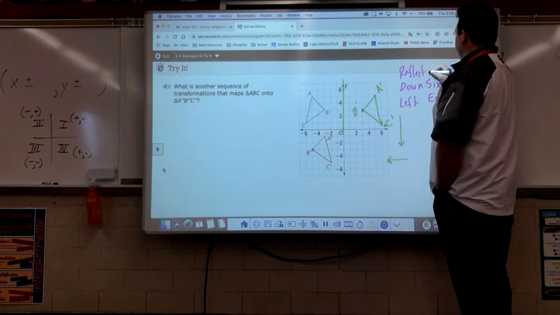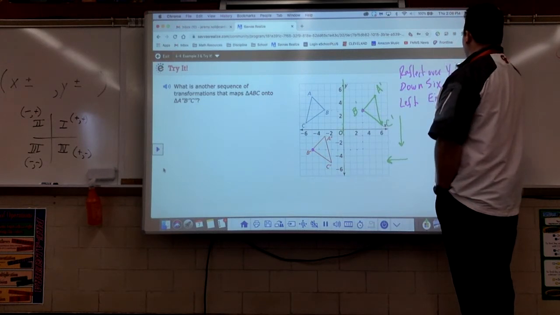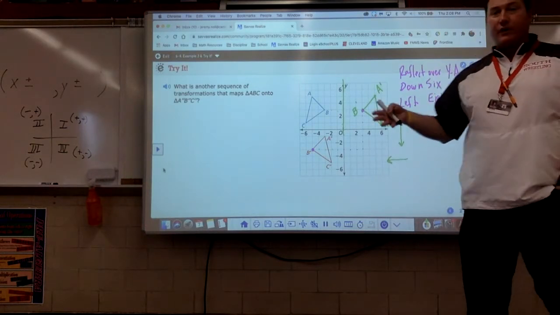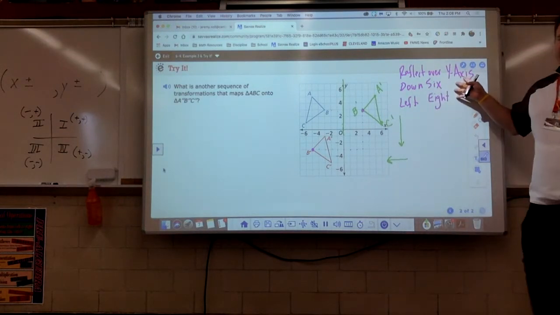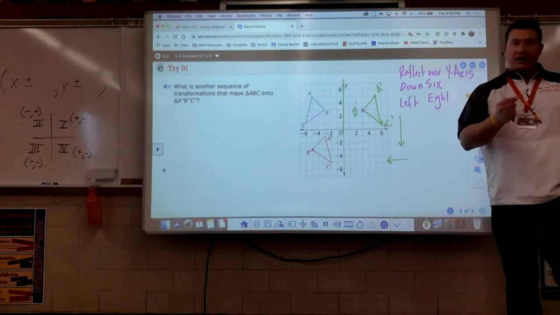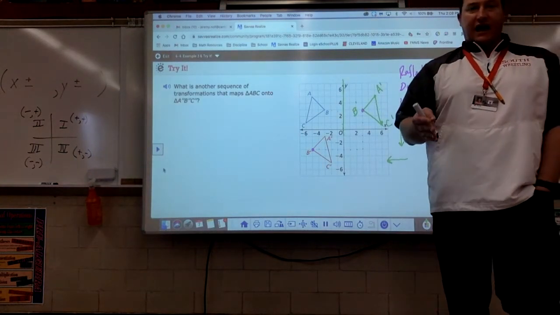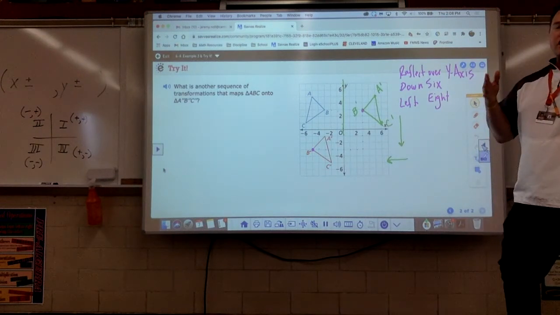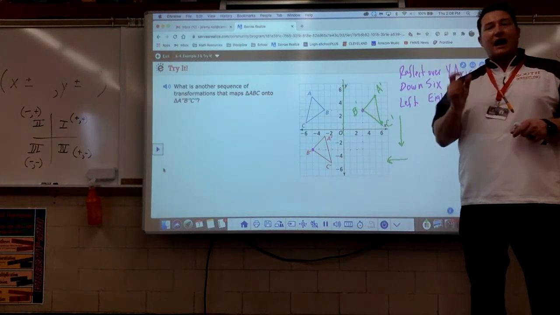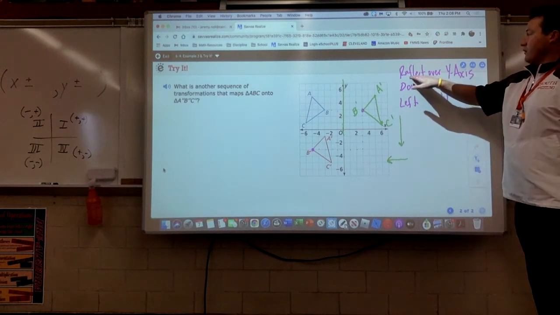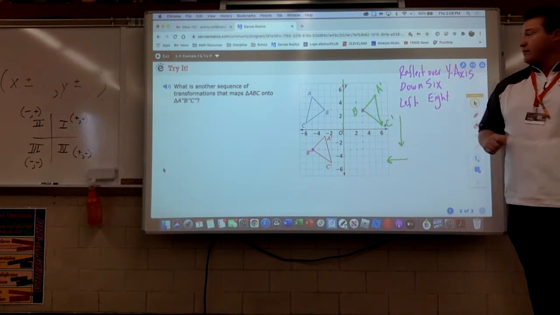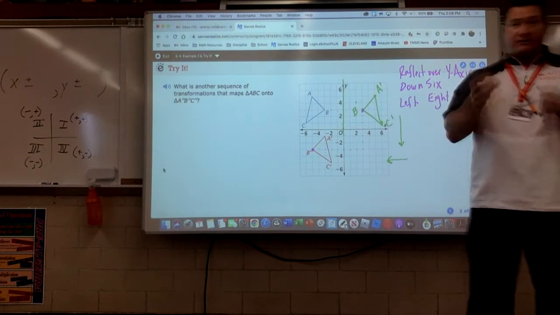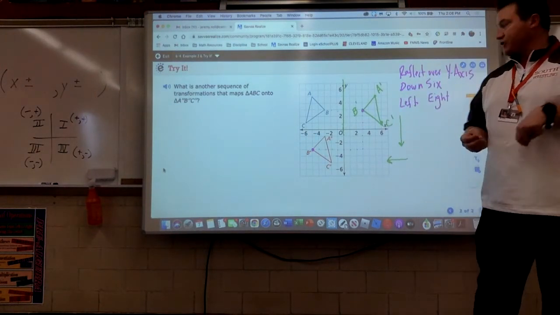What was the first thing I did? We reflect over the y-axis, okay? So if we're going to describe a sequence, crew, this is what we got to do. You have to tell me specifically. You can't just say reflect and slide or translate. You have to be specific about what you want them to reflect over and how you want them to translate. So reflect over y-axis, I know what that means. Down 6, left 8. There's my translation. Again, very specific with the direction that we're going.